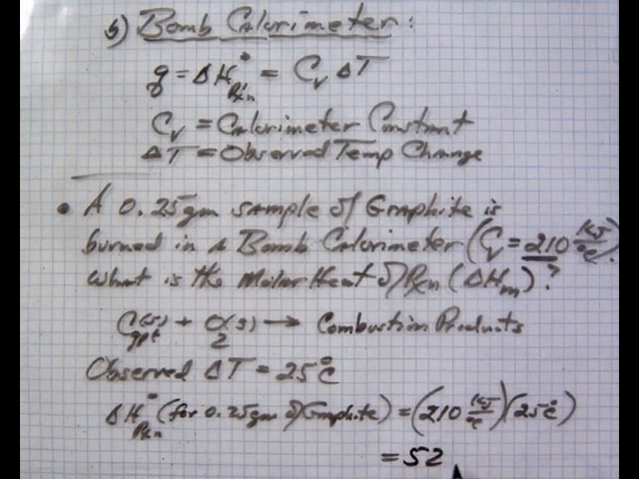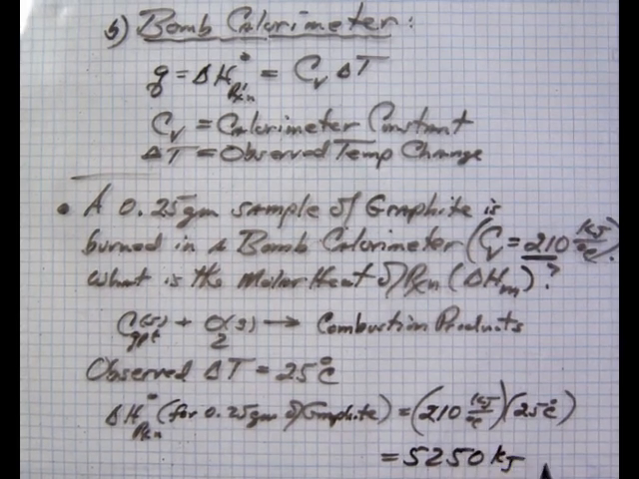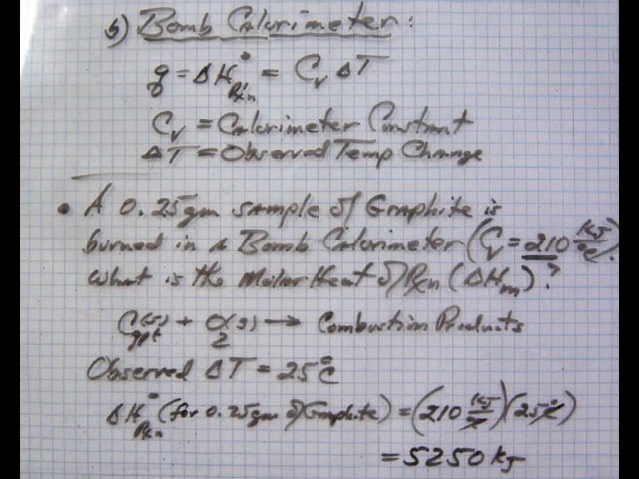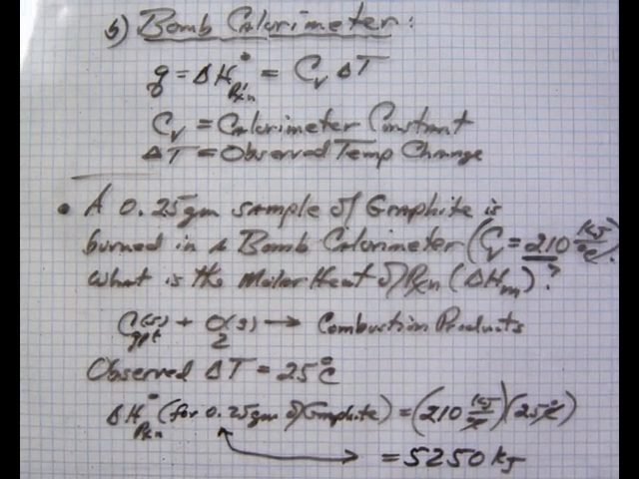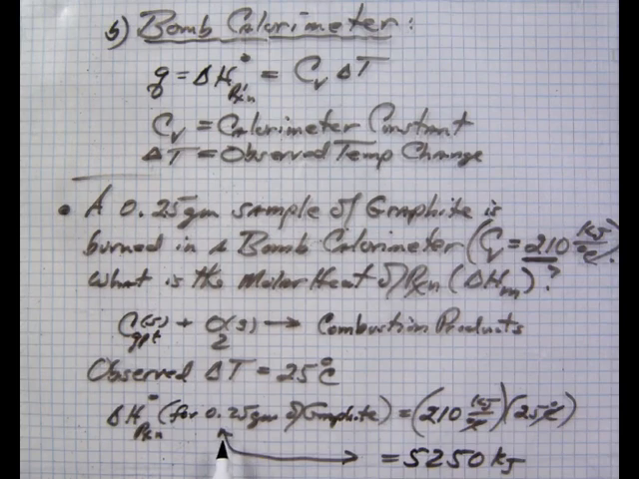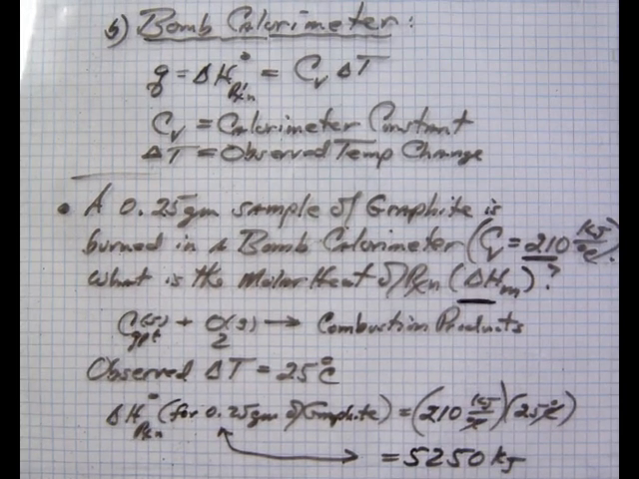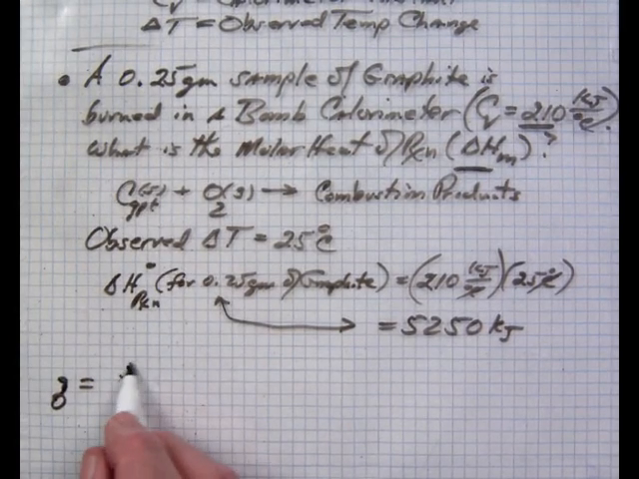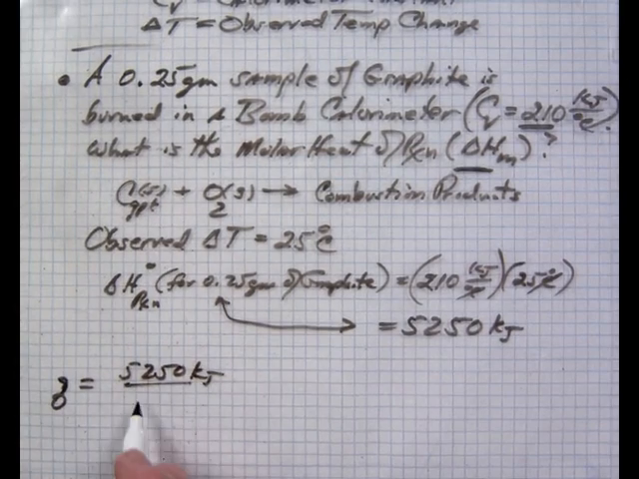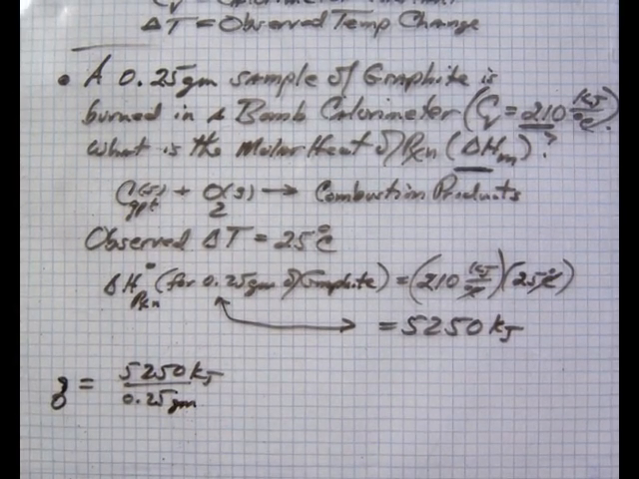Say 5250 kilojoules, because of course degrees Celsius will drop out in the calculation. But this 5250 is the amount of energy delivered from 0.25 grams. If we need to calculate the molar heat of reaction, we need to divide this number by the mole weight so we can get kilojoules per mole. This number right here, Q, for this reaction is 5250 kilojoules per 0.25 grams of carbon.